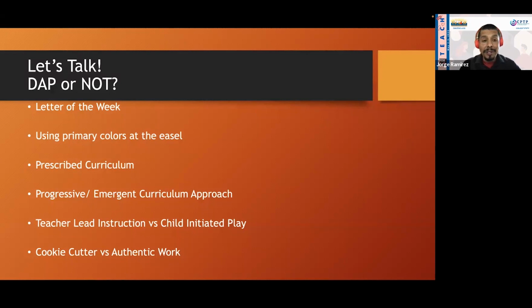The letter of the week, really nothing much to it, unless you have another perspective on why you do it. Again, through my experience, when I've asked people and administrators, what's the point of the letter of the week? It's usually, well, that's what the curriculum says. So the curriculum says that's what we have to do.